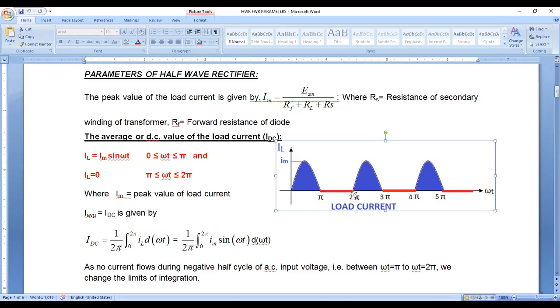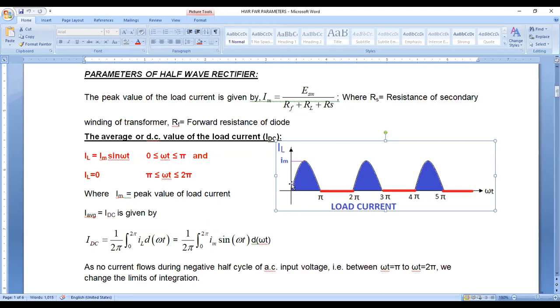After reaching 2 pi, again the same cycle is repeating. After reaching 4 pi, again the same cycle is repeating. That means 4 pi minus 2 pi is 2 pi, 6 pi minus 4 pi is 2 pi, 2 pi minus 0 is 2 pi. That means in this case, the time period for this waveform is 2 pi.